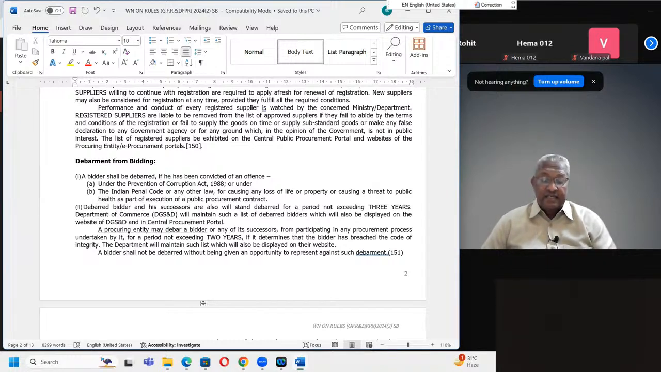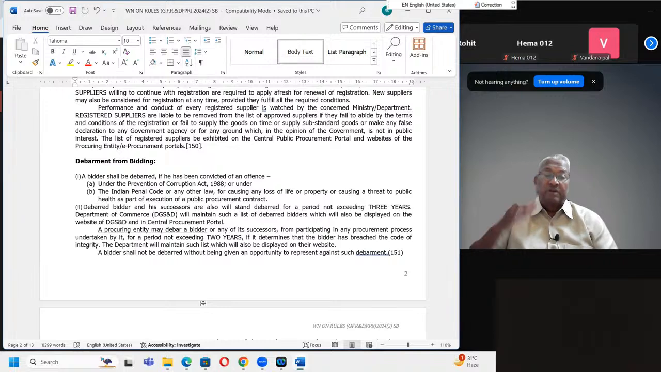Then, if under the Indian Penal Code, some other section, they have been given punishment, then in that case also they can be blacklisted for a period of 3 years. Debarred bidder and his successors also will stand debarred for a period not exceeding 3 years. Department of Commerce will maintain such a list of debarred bidders, which will also be displayed on the website of DGS&D and in Central Procurement Portal.